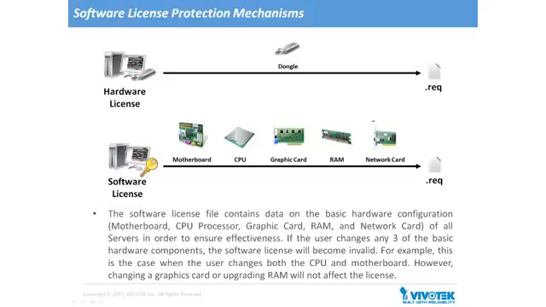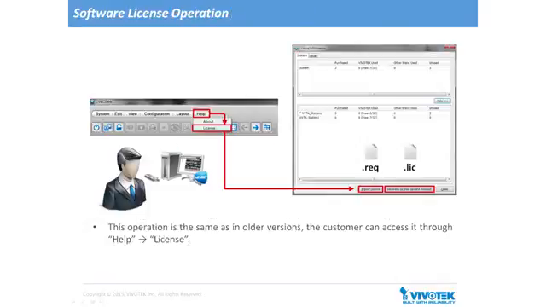Its file contains data on the basic hardware configuration, such as the motherboard, CPU, processor, graphic card, RAM, and network card, of all servers in order to maximize efficiency. If the user changes any three of these basic hardware components, the license will become invalid. This software license operation is the same as in older versions. Users can access it through Help and then License.